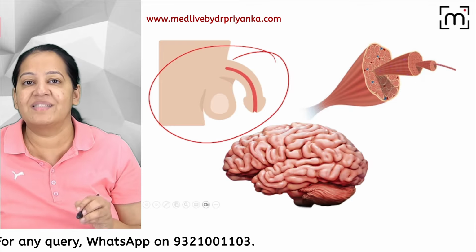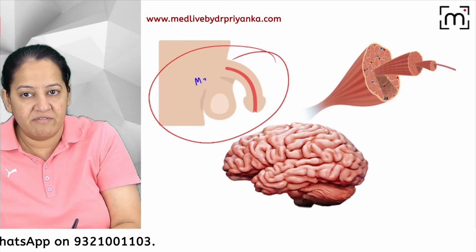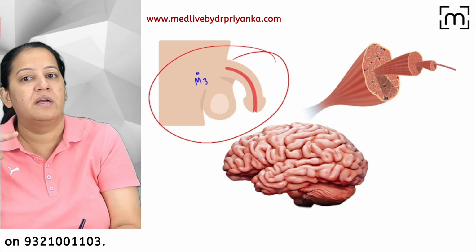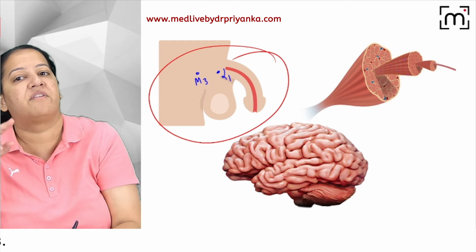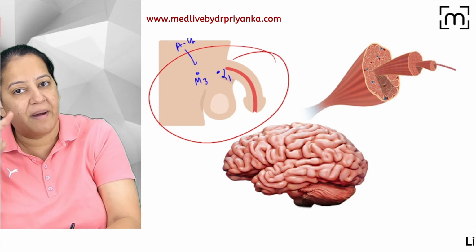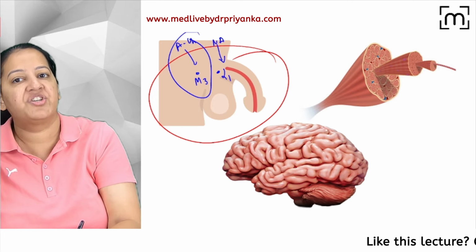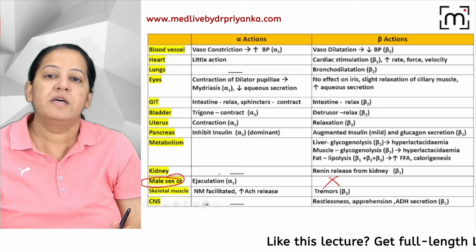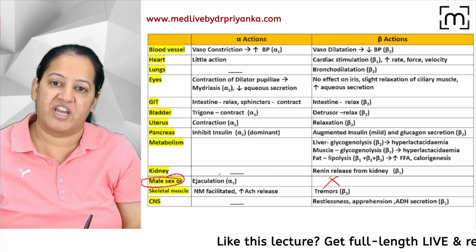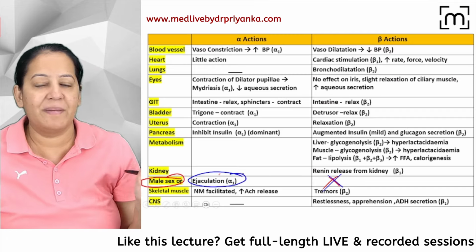So in the penis, the male sex organ, M3 and alpha 1 are present. The M3 causes erection when acetylcholine comes and binds with M3, and alpha 1 causes ejaculation when noradrenaline comes and binds with alpha 1. So here acetylcholine will come and bind with M3, and here noradrenaline will come and bind with alpha 1. This will lead to erection. This leads to ejaculation. Both are complementary during sexual activity. So I guess you got it. Erection followed by ejaculation. Ejaculation is due to alpha 1. Beta is not present in the male sex organ.